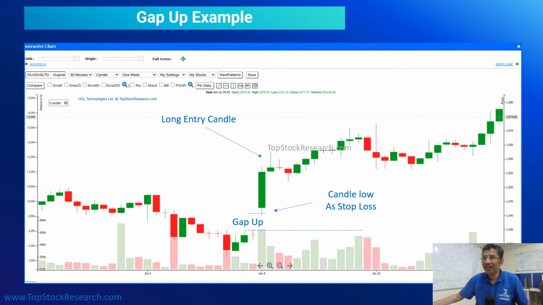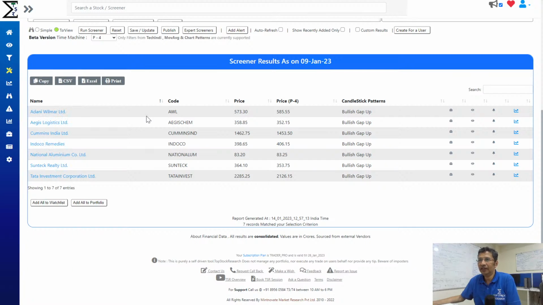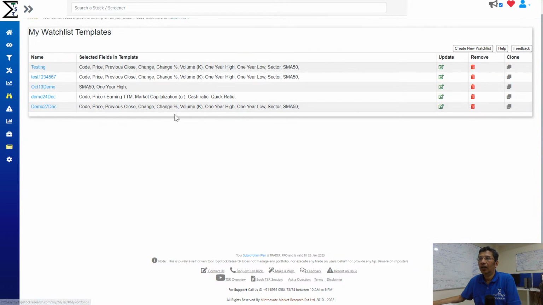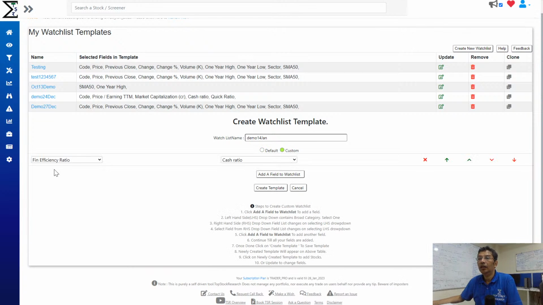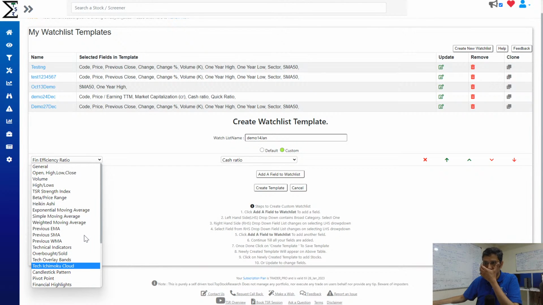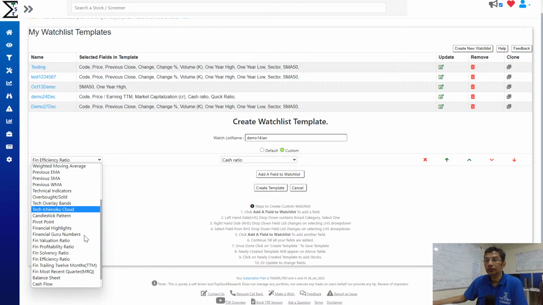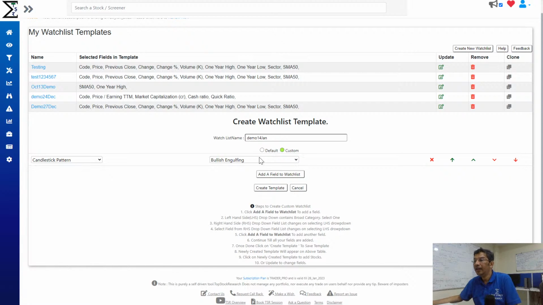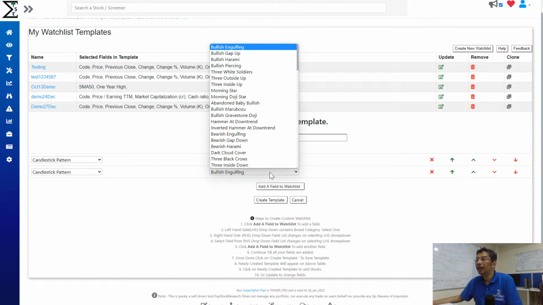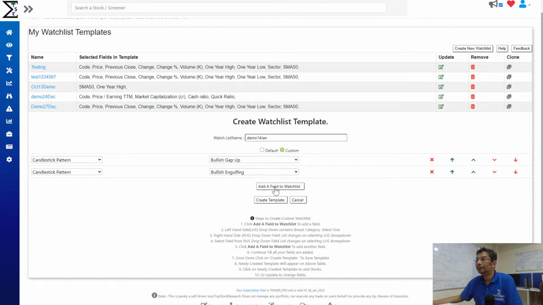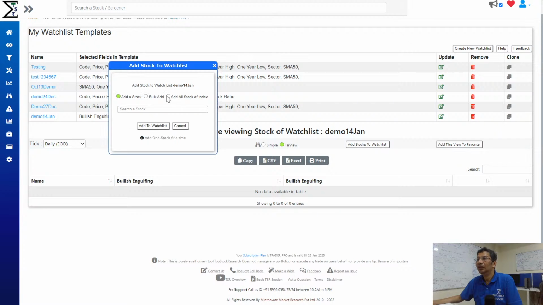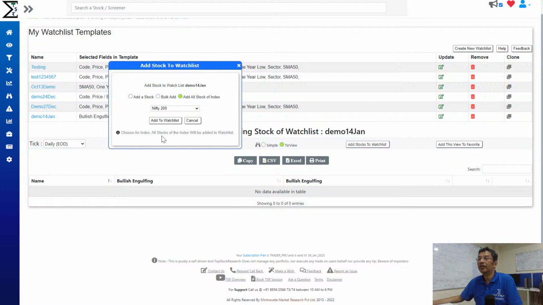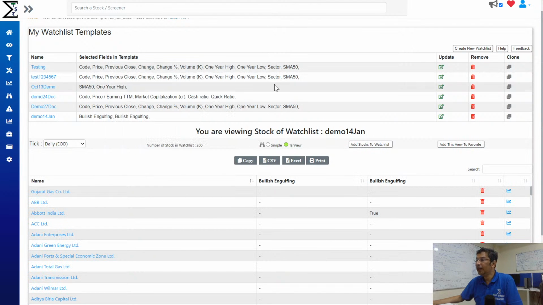Okay, so how do you get these patterns in the watch list? Again, slightly deviating from this subject, but since there was a question, what you can do is create a new watch list, give it a name, demo 14th Jan, right? Create a custom one, go to the candlestick pattern, right? Go for gap up, add engulfing, right? Create the template. Okay, go to the template, add stocks to watch list. Let's say you're looking at all NSE 200 stocks, Nifty 200.